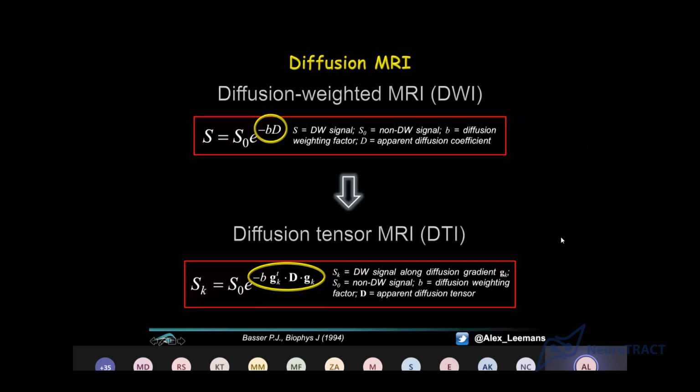As you can see, if you compare the diffusion weighted equation on the top, you see something like minus bD, and in the bottom you see minus b, and then g transposed, times D. The g is the gradient, the diffusion gradient orientation, and D is basically a 3x3 matrix. In a fancy way we call it a tensor. In this case, it's called a second rank tensor, meaning there's rows and columns, so there's two indices to describe this mathematical object.